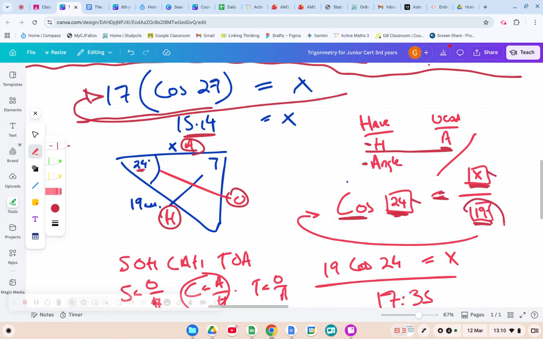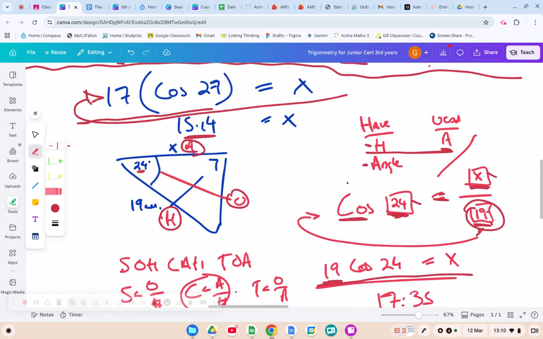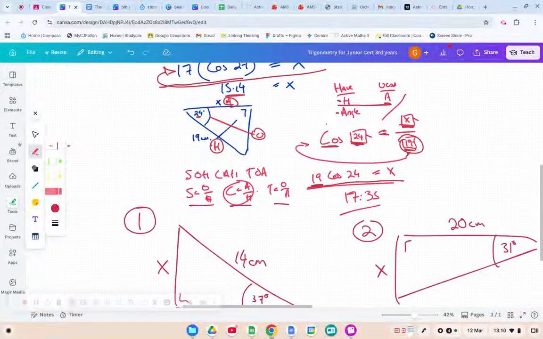So how do we finish it? We bring our 19 over from dividing on this side to over on this side, and it becomes multiplying: 19 by cosine 24 is equal to x, and that's how we end up with 17.35. That's how you do those questions.